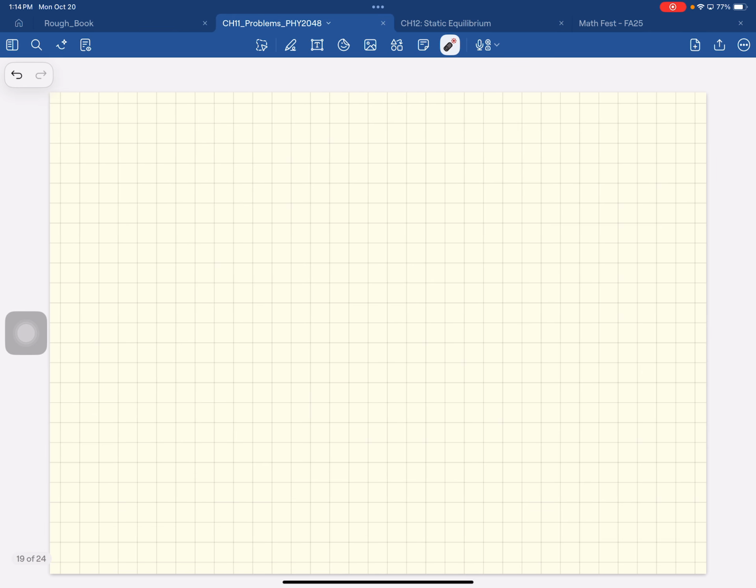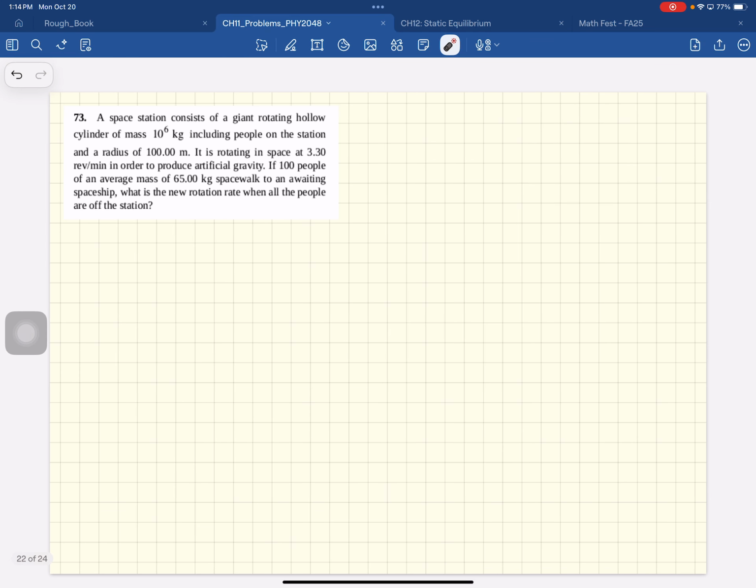All right, I'll do one more problem. Here's an interesting problem. It's futuristic, so if you read sci-fi, this might interest you. A space station consists of a giant rotating hollow cylinder of mass 1,000,000 kg. This kind of stuff is possible with launch costs coming down dramatically because of Elon, and it has a radius of 100 meters. So again, a future space station is like this.